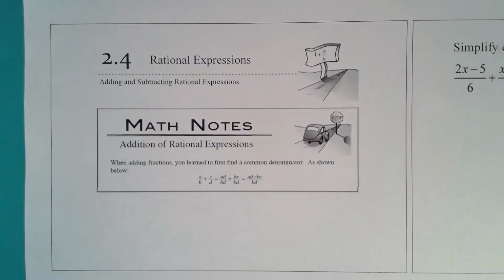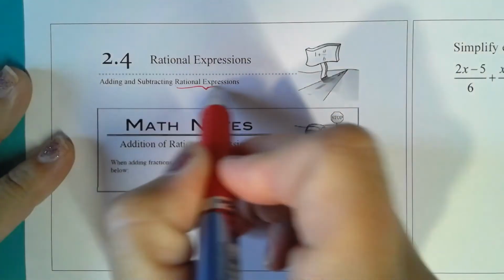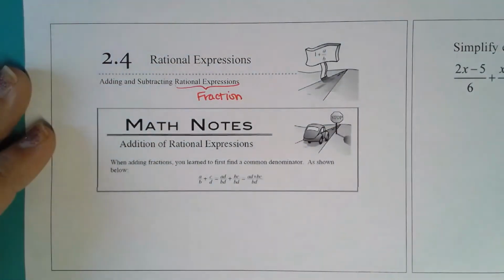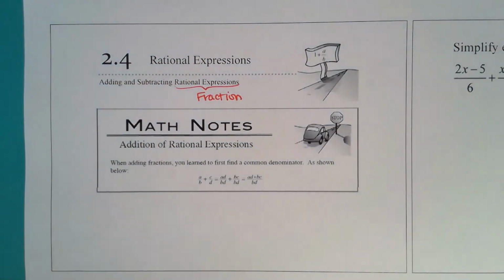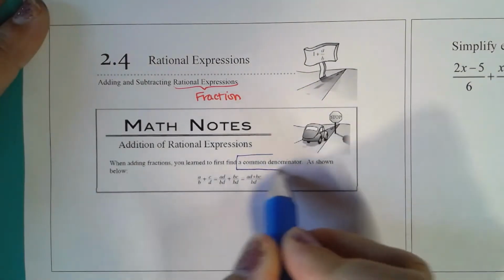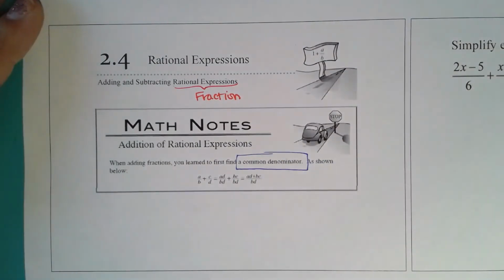Today's lesson 2.4, we're going to be adding and subtracting rational expressions. And remember, a rational expression is just a fraction. So we know, because we learned it in elementary school, middle school, that when you add fractions, you need to first find a common denominator, right?